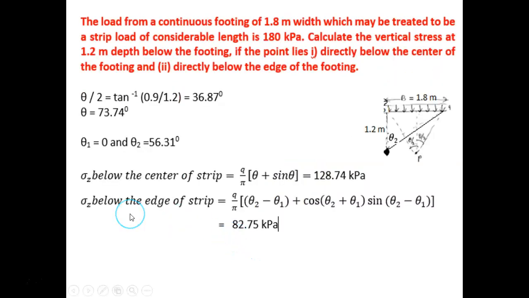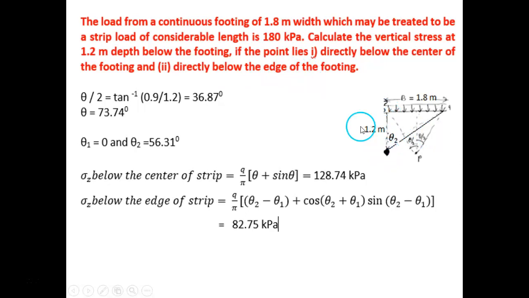Next example. The load from a continuous footing of 1.8 meter width, which may be treated to be a strip load of considerable length, is 180 kilonewton per meter square. Calculate the vertical stress at 1.2 meter depth below the footing if the point lies directly below the center of the footing and directly below the edge of the footing.